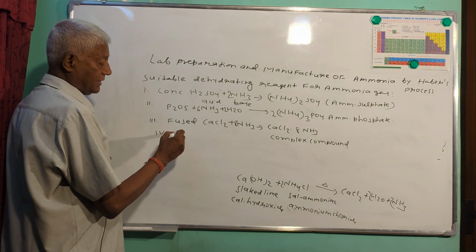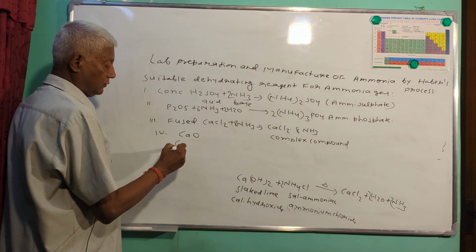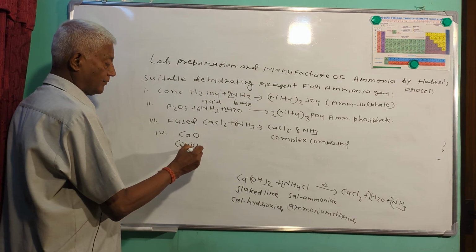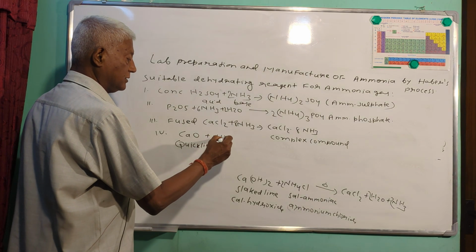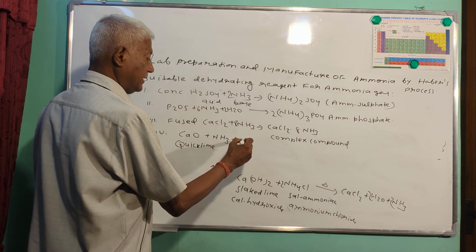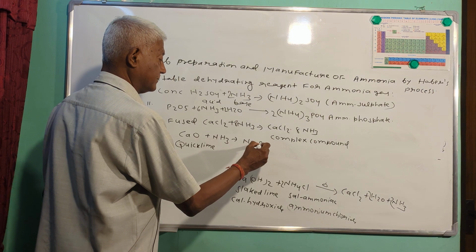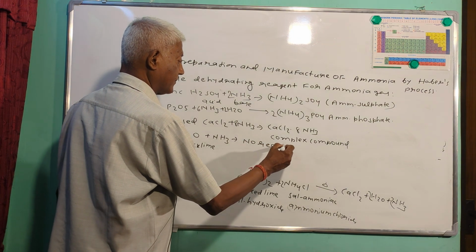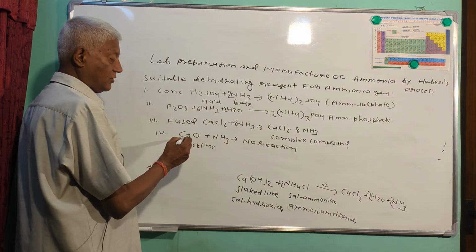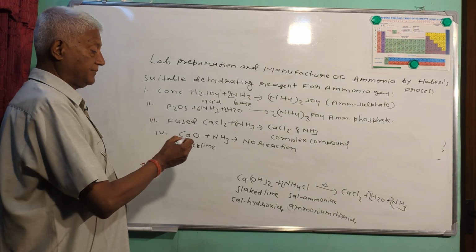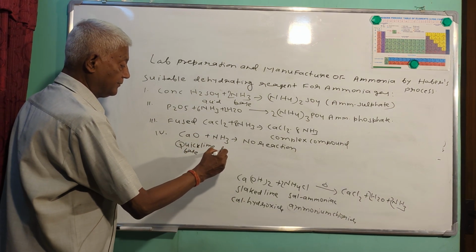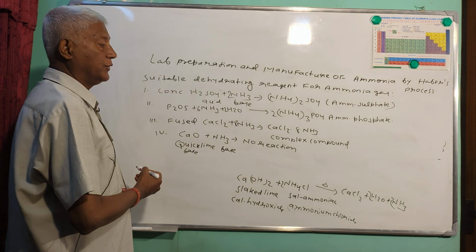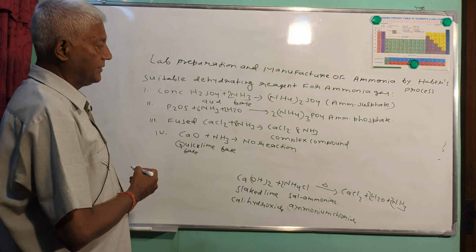The fourth one is quicklime, CaO. When that is treated with ammonia, what do you get? No reaction. Why? Because calcium oxide is also a base, ammonia is also a base. So in this case, no reaction.